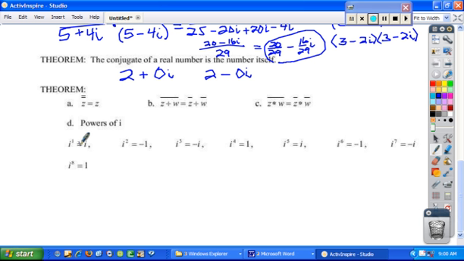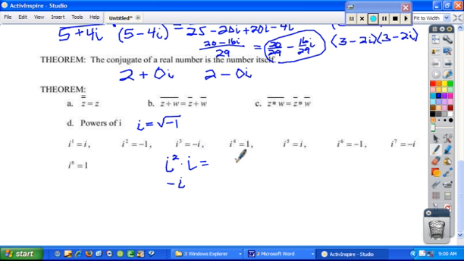Now, another property of imaginary and complex numbers that's important, we need to talk about powers of i. So if you look, i to the first power is i. That makes sense. i squared, by definition, is negative 1, because i is defined as the square root of negative 1. Now, i cubed, you can write as i squared times i, but we already know that i squared is negative 1, so I get negative 1 times i, or negative i, and that's what you see in my notes.